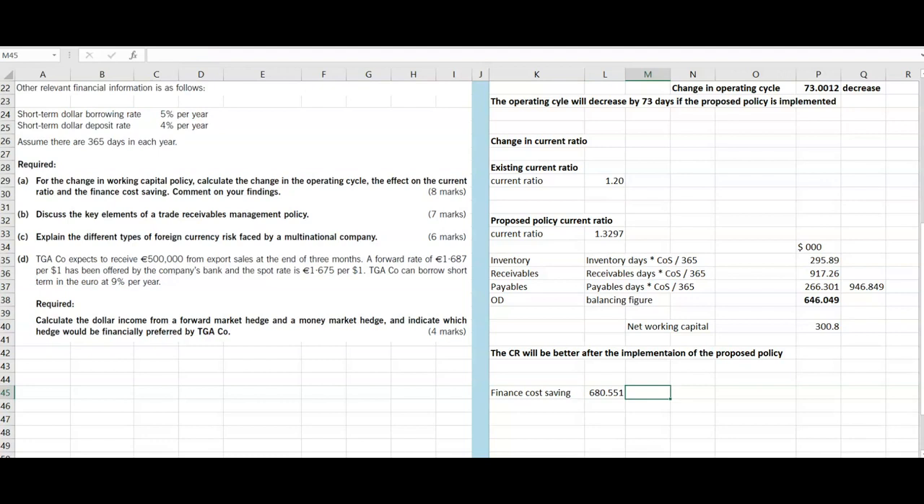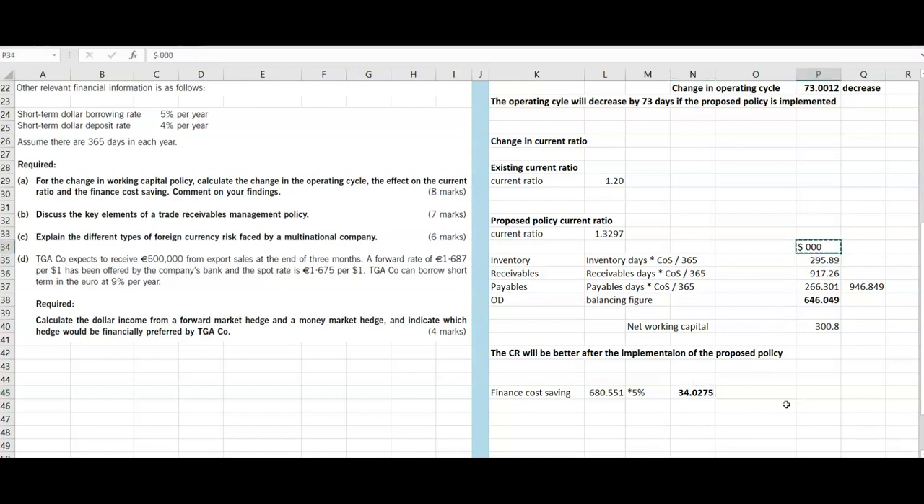This multiplied by the borrowing rate. The borrowing rate is 5%. So 5% we'll get the answer. So we'll get it here. This number into 5%. So this is what you will save. You will save 34,000. Okay, you will save 34,000.